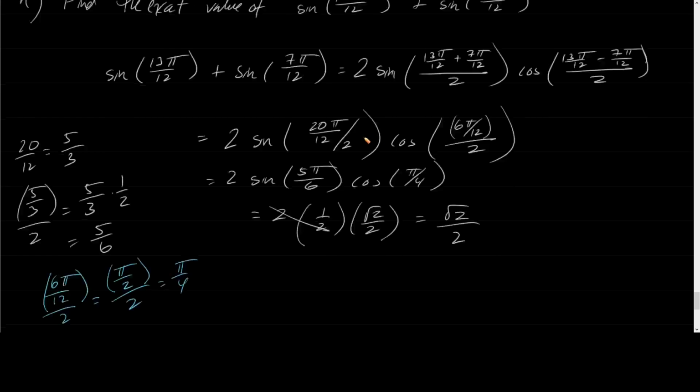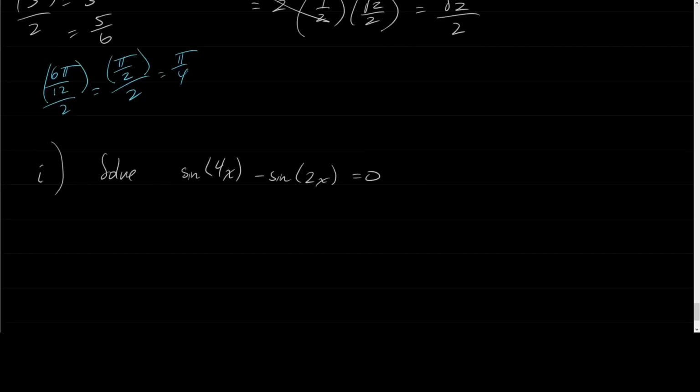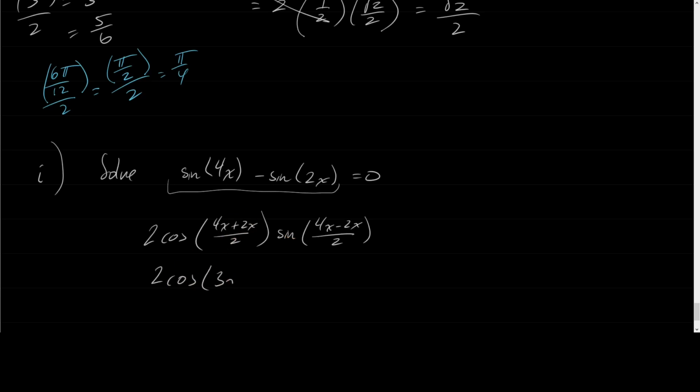All right? So this right here can be written as 2 cosine of the sum, so 4x plus 2x over 2, times sine of the difference, 4x minus 2x over 2. At that point, 4 plus 2 is 6. 6 divided by 2 is 3. So I end up with 2 cosine of 3x times sine of 4 minus 2 is 2.